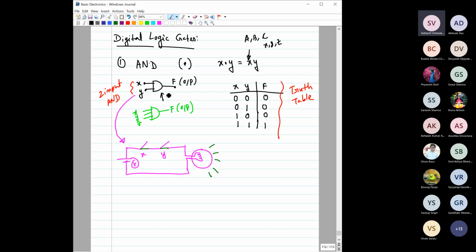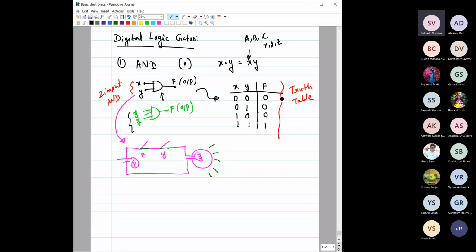The circuit symbol of this AND gate is like this. This is basically a two input AND gate. Like that, you could have a three input AND gate as well. Three input means there are three inputs and one output. Output is always going to be one. For the two input AND gate, we have also discussed the truth table.